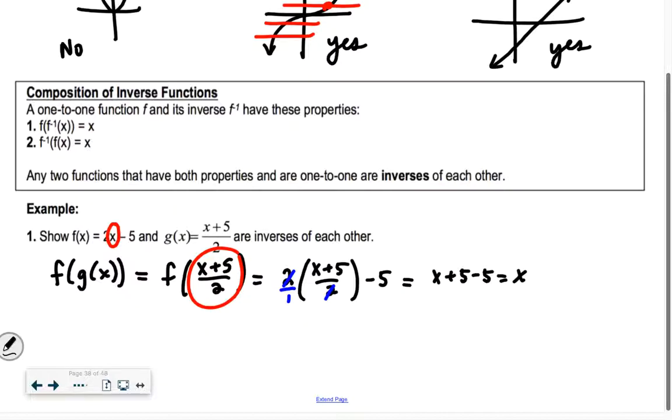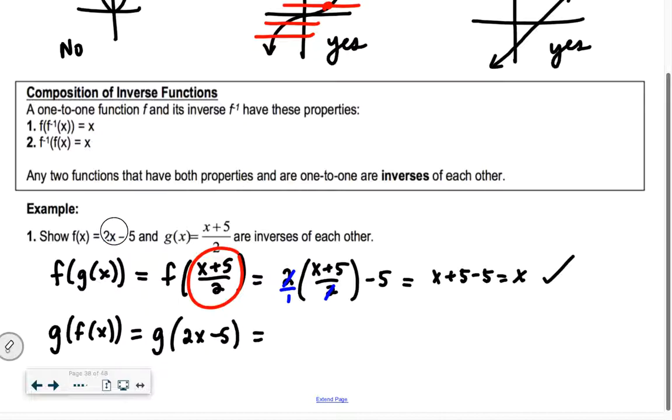So if that happens, if it simplifies down, like f of g of x simplifies down just to plain x, that means they're inverses of each other. And you can do it in either direction. So you can do g of f of x. So if I take my 2x minus 5, and I replace my x with it, I'm going to have 2x minus 5 plus 5, all divided by 2. My negative 5 and 5 go away, so I get 2x over 2, which is x. It worked that way as well.